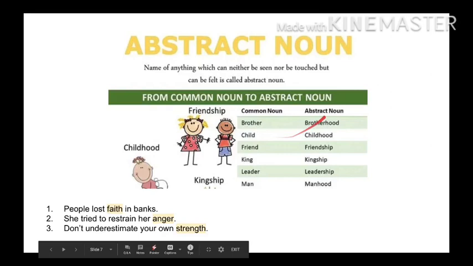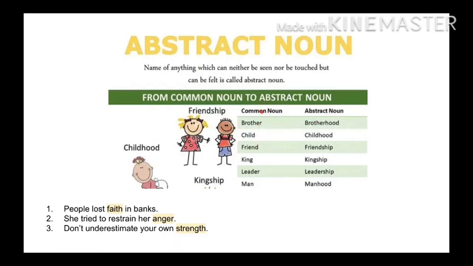If we see brother, child, friend, they are categorized under common noun. Why? Because they are the common names. But if we see on the other side, we have brotherhood, childhood, friendship, they are categorized under abstract nouns. Why? Because they are the feelings, they are the time period. We cannot touch a brotherhood, but we can touch brother. We can see brother, but we cannot see brotherhood. That is why they are categorized under abstract nouns.